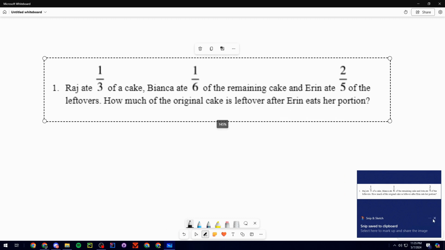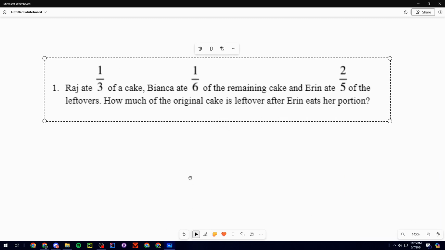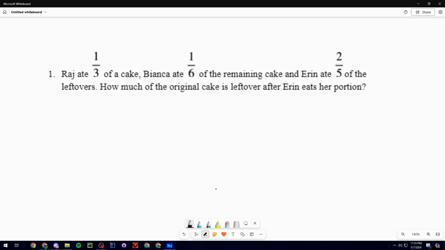Okay, so this one isn't too bad. It's pretty straightforward. You just gotta think of the idea of parts of a whole, right? When it says Raj ate 1/3 of a cake, it's kind of like saying what's 1 minus 1/3 minus a sixth of the remaining cake. Minus a sixth does not mean minus 1/6. It means minus 1/6 of what's already remaining, right? You'll see that after a while this gets a bit computationally annoying. So a good way to think of it is just subtracting by 1 each time.